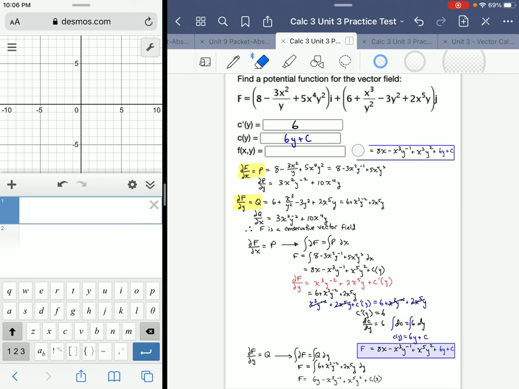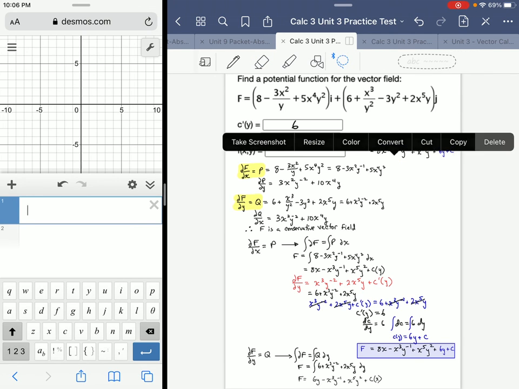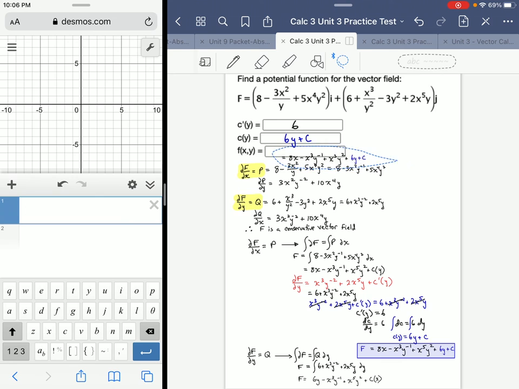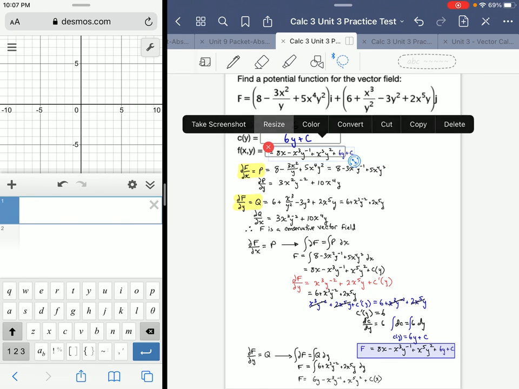Although, I just caught a little typo here. It shouldn't be lowercase f, just based off the notation that was used for this question. It should be capital F.